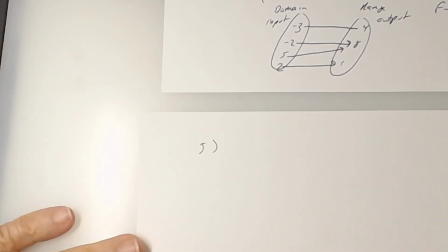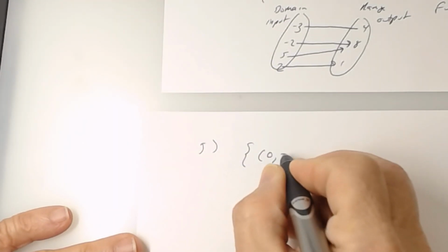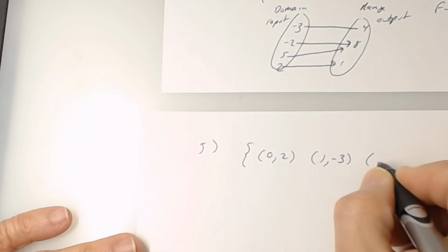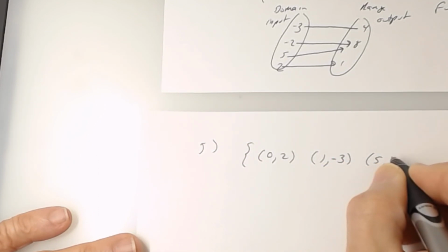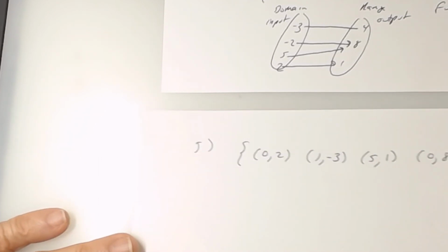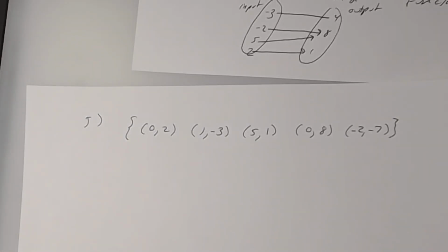Okay, let's suppose I had this one. 0, 2, 1, negative 3, 5, 1, 0, 8, negative 2, negative 7. Is that relation a function?